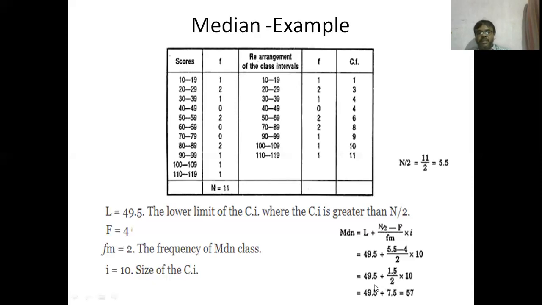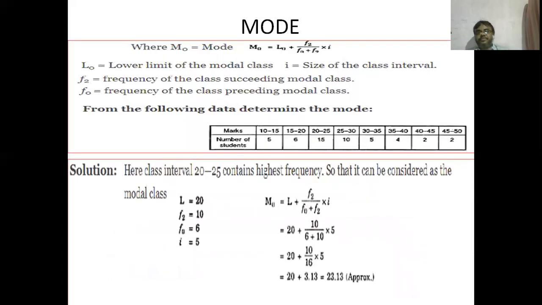Now putting it in, 5.5 minus 4 divided by 2, into 10, that is this part, and the lower limit L of your median class is 49.5. Altogether, the answer will be 57, which is the median for this particular given problem. So in this manner, you can calculate the median for a grouped set of data.